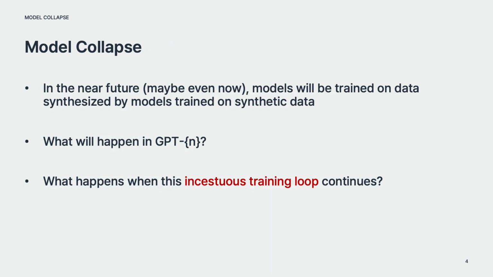In the near future, and likely already today, models are being trained on data synthesized by models that were themselves trained on synthetic data. This creates a closed feedback loop. Over time, the training distribution becomes increasingly disconnected from the real-world data that originally grounded the model. The central question is not whether this recursive process exists, but what its long-term behavior is. Model collapse provides one possible answer.